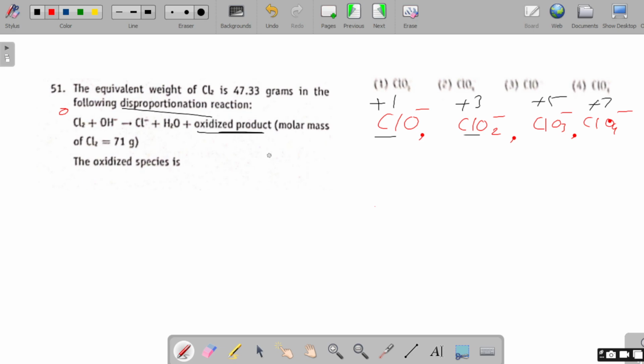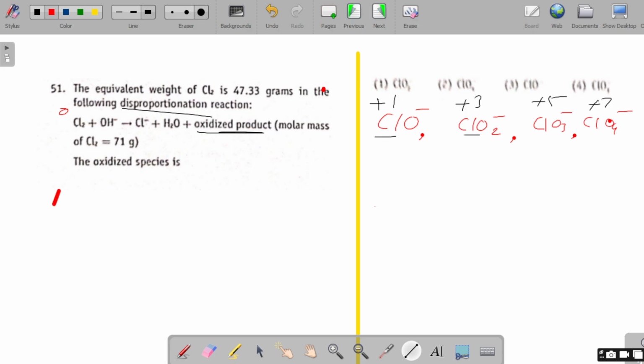In the case of a disproportionation reaction, there are two things you have to keep in mind. Let me tell you how we approach this. First you should know the meaning of disproportionation reaction. The same element getting oxidized and reduced is called disproportionation.